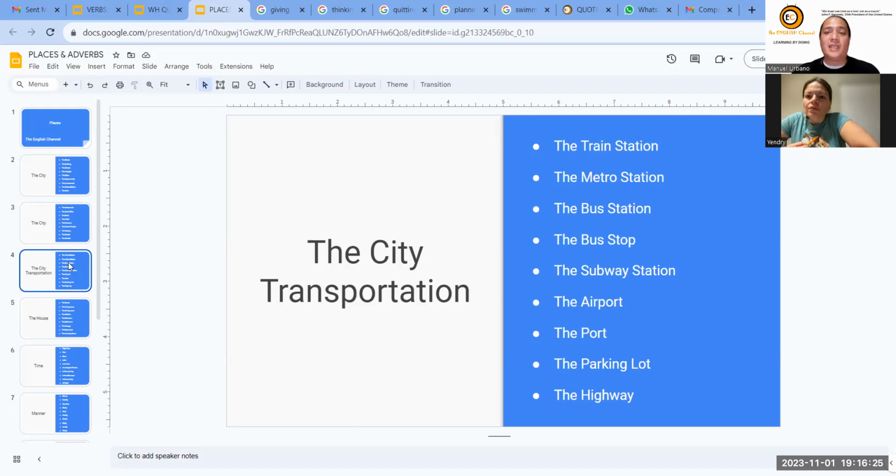Now let's talk about transportation that we use in the city or that you see in the city. Please repeat. The train station, the metro station, the bus station, the bus stop, the subway station, the airport, the port, the parking lot, the highway. Any questions?